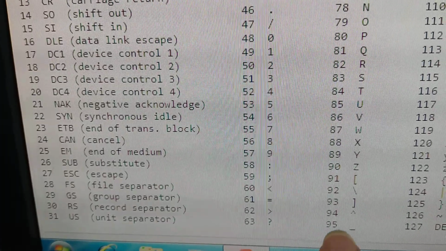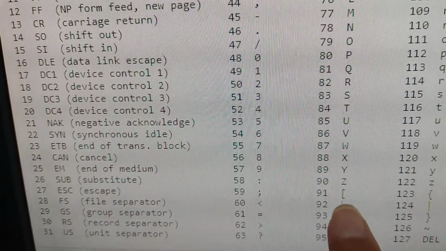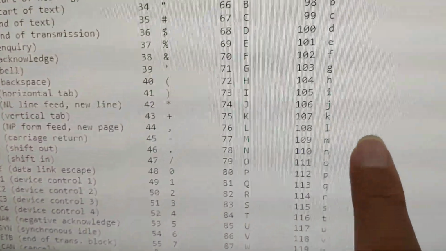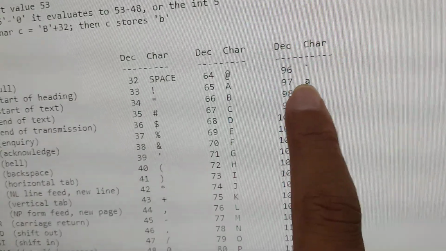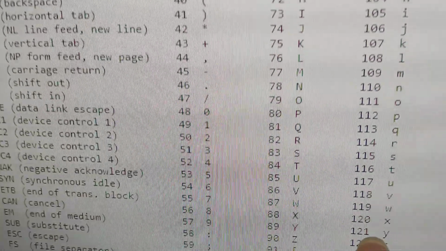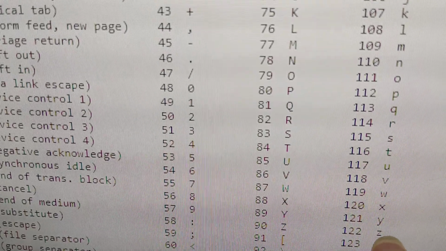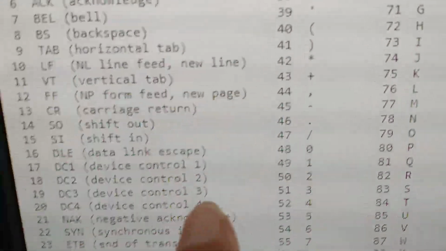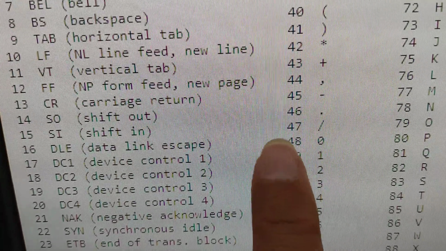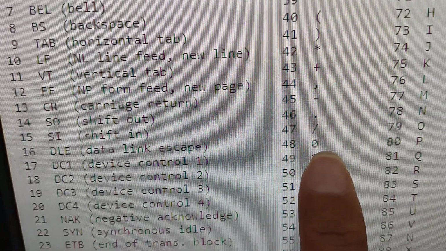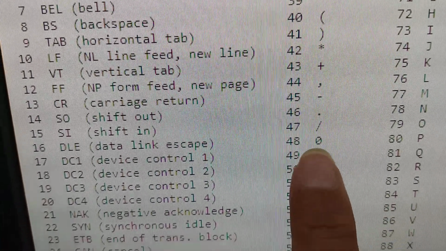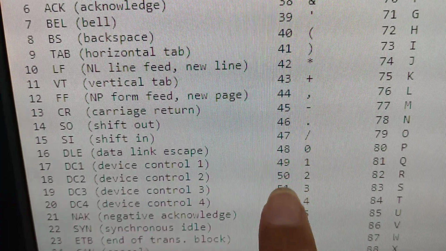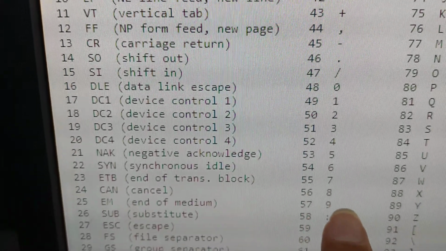Then here are some brackets, the square brackets. Then small a starts with 97 and ends at 122, so small z is 122. Like that, we also have the numerals. You can see that 0 has the ASCII value 48. So 48, 49, 50, and the last character is 57, which means 9.